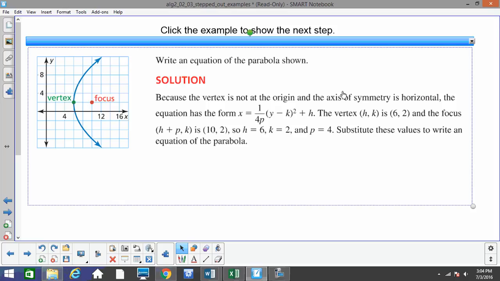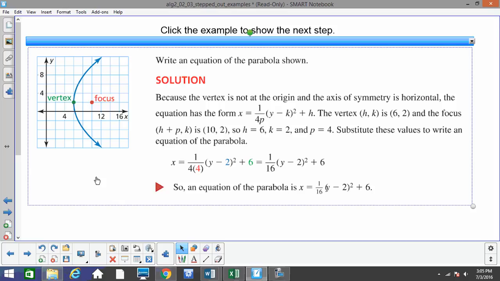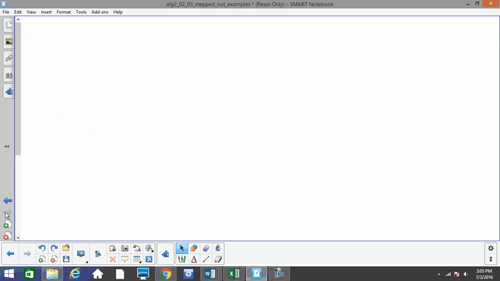Well, we also know that the focus is (h plus p, k). So we can figure out what p is. We know what h is. h is 6. h plus p is 10. Therefore, p has to be 4. Once you've done that, you've done all the hard information. Plug everything that you know in, write your equation. That is it. I hope you enjoyed the focus of a parabola.